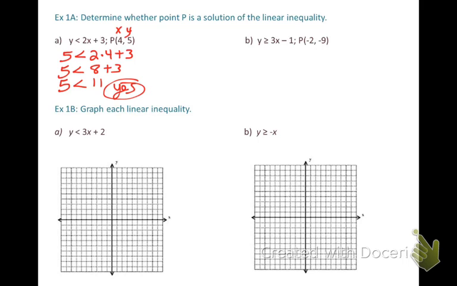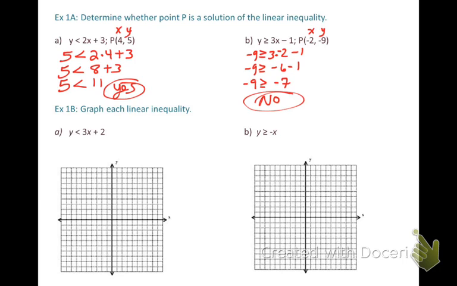Let's try this one. This is x and y. So I'm going to put negative 9 is greater than or equal to 3 times negative 2 minus 1. Negative 9 is greater than or equal to negative 6 minus 1. Negative 9 is greater than or equal to negative 7. Well, no. Negative 9 is a smaller number than negative 7, so it's no.